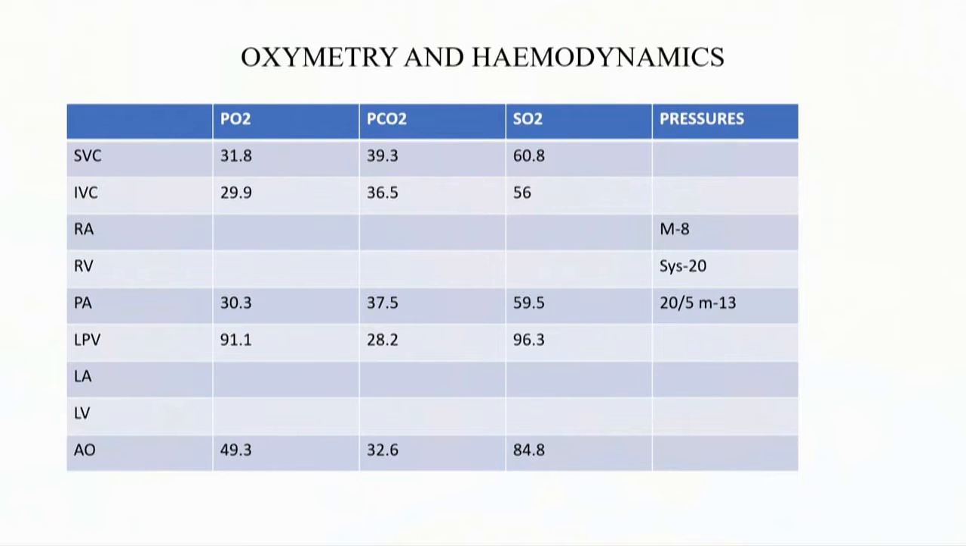The superior vena cava saturation is 61, IVC is 56, mixed venous is about 59, and there is no step up at all. But there is a significant step down from 96 to 84. And as I speak, the saturation in room air for the boy on the pulse oximeter is varying between 82 to 86.